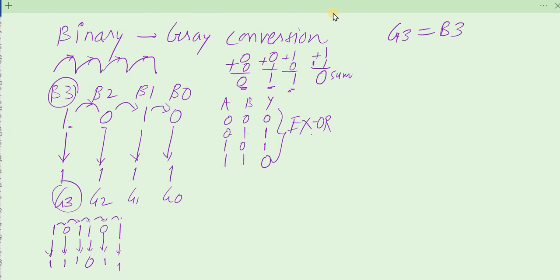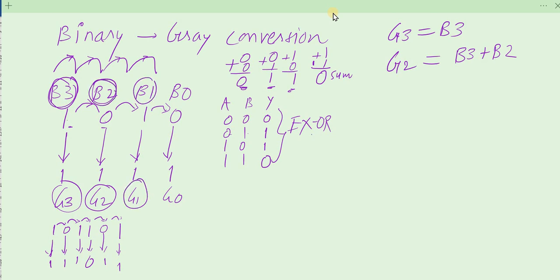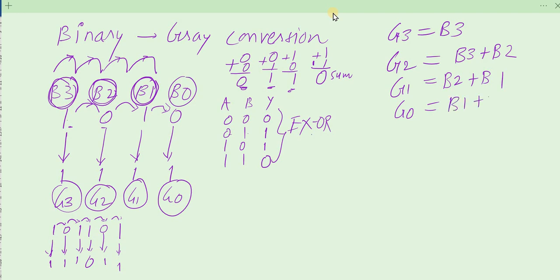So G3 is equal to B3. Now consider G2. G2 is done by the addition of B3 and B2. So this will be B3 plus B2. G1 is done by addition of B2 and B1. So G1 is equal to B2 plus B1. G0, if you consider, G0 is done by addition of B1 and B0. So this is B1 plus B0. Now we know that B3, B2, B1, B0 are the inputs and G3, G2, G1, G0 are the outputs.